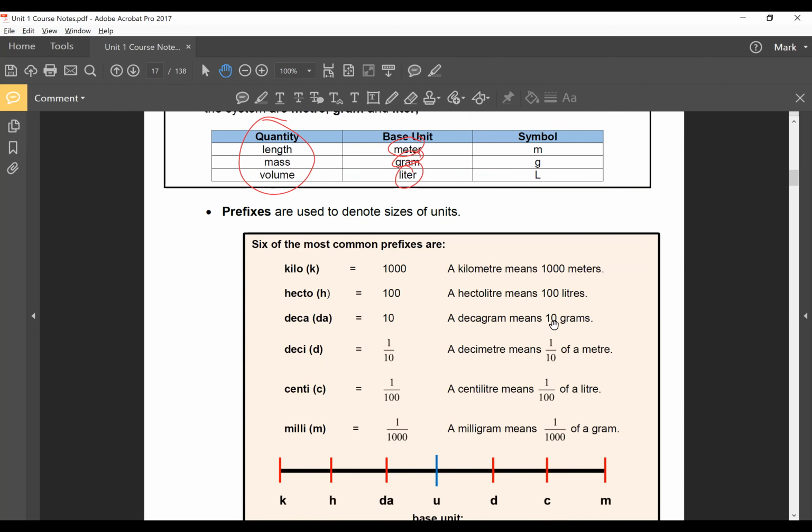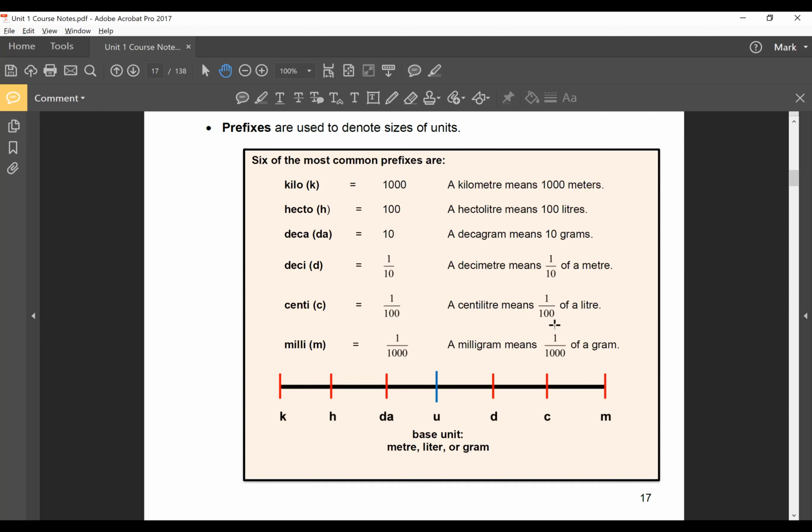A little disclaimer: since it's intersession, time is tight, and we're going to focus on some of the more common prefixes, which I'll explain in a minute, in the metric system. We're going to look at the prefixes that you would use most often.